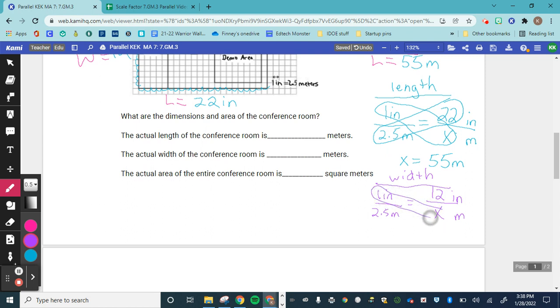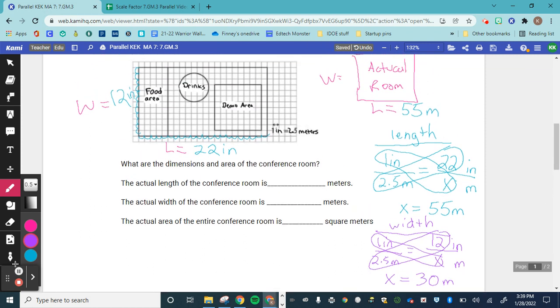Now, once again, I cross multiply. 1 times x is just x. 2.5 times 12 is 30. And it's meters. So I know my other missing side, the other side of my actual room, is 30 meters. So the actual length of the conference room that we found was 55 meters. The actual width of the conference room we found was 30 meters.